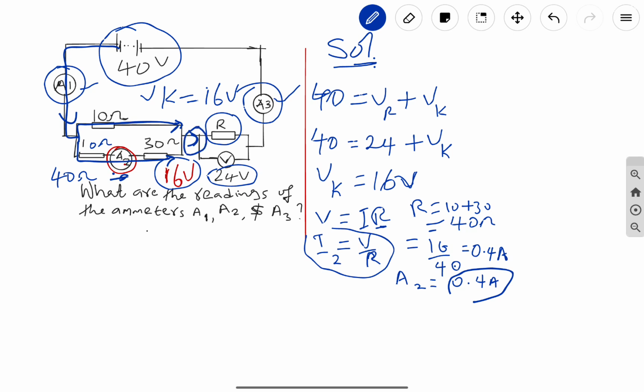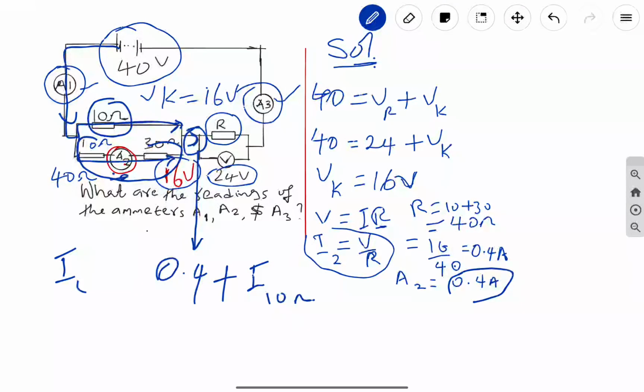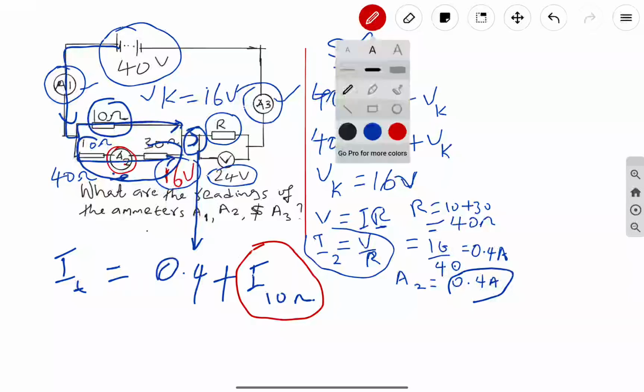That means the current at this point is going to be the current coming through this region, which we got as 0.4, plus the current passing through the upper 10 ohm resistor. That will give us the total current in the circuit. So the next thing to do is to find the current that passes through the 10 ohm resistor, then add it to 0.4. Okay, let's do that.